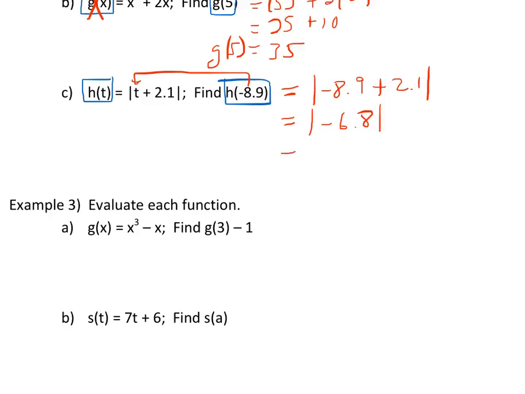Now these lines again mean absolute value, which means it's going to take whatever's in there and guarantee it's positive. So if it's positive, it stays positive. If it's negative, it becomes positive. And the answer is written in a positive form without the absolute values. So therefore, h of negative 8.9, meaning if you plugged negative 8.9 into this function, you get 6.8. This ends Lesson 3.2, Video 3.